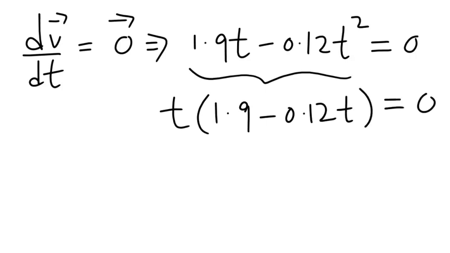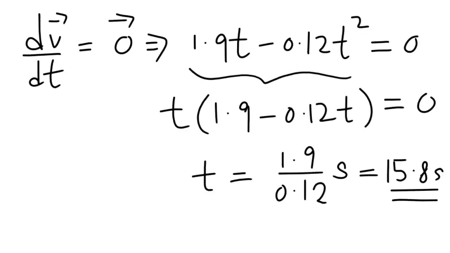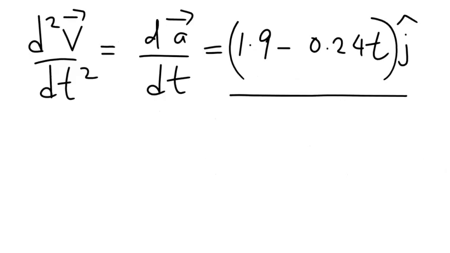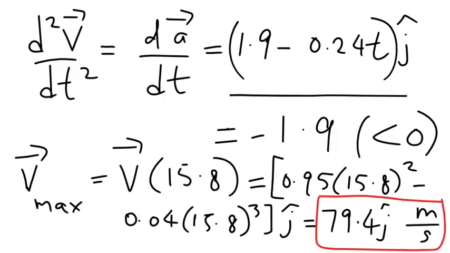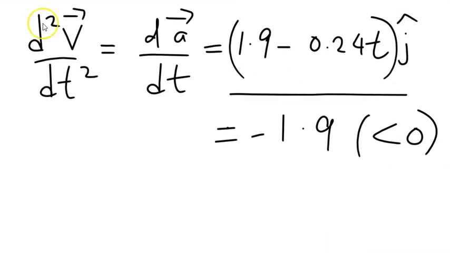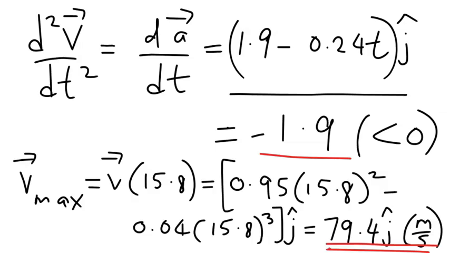The solution t equals 0 is trivial. The non-trivial solution is t equals 1.9 over 0.12 seconds, which is 15.8 seconds. Substituting t equals 15.8 inside the second derivative of velocity gives you minus 1.9, which confirms that v is indeed maximum at 15.8 seconds, and the value of that maximum velocity is given by the following, which is 79.4 j hat in the unit of meter per second.